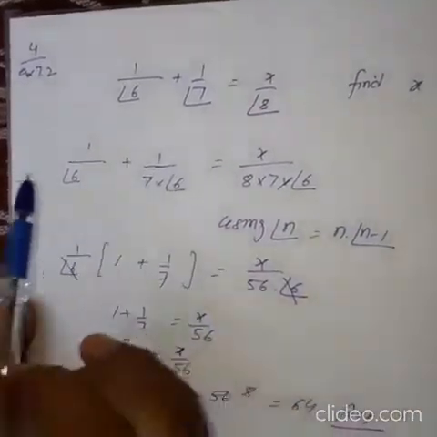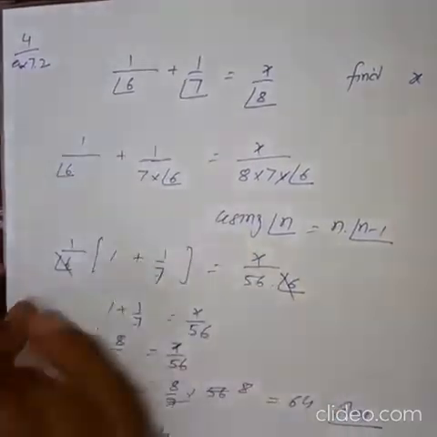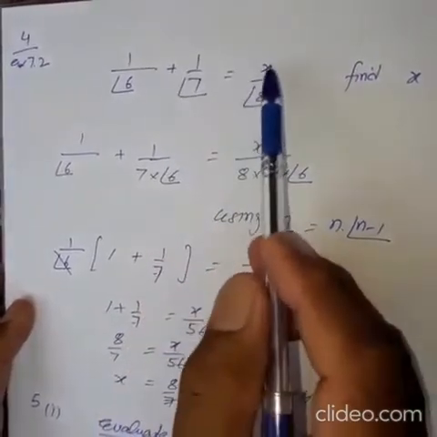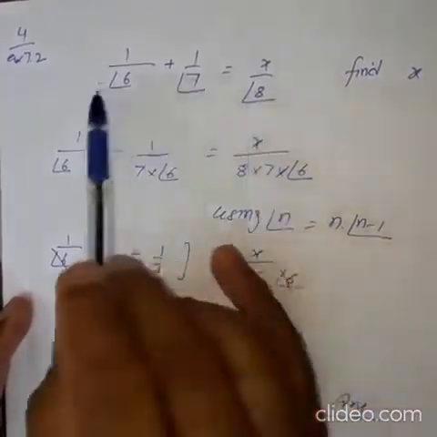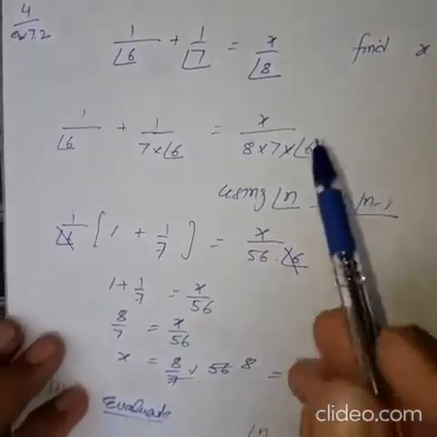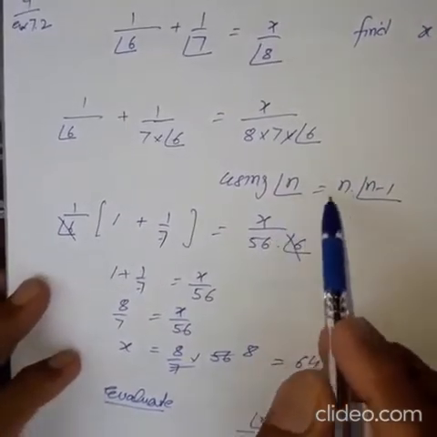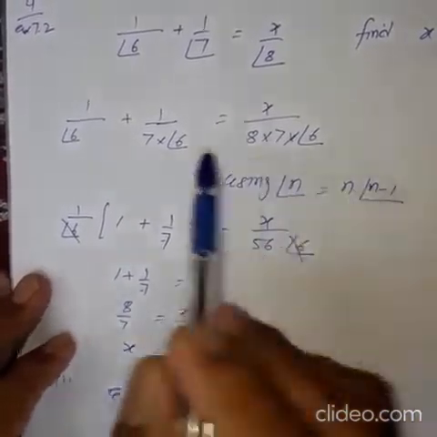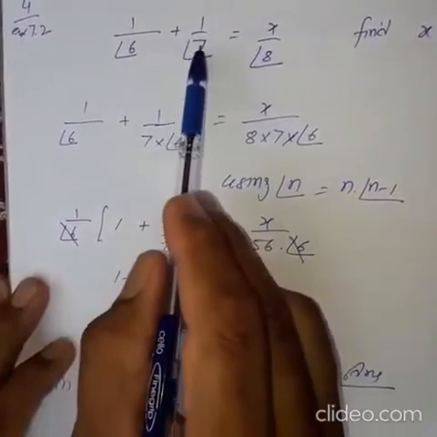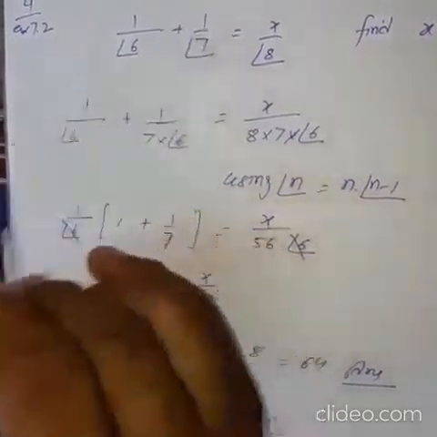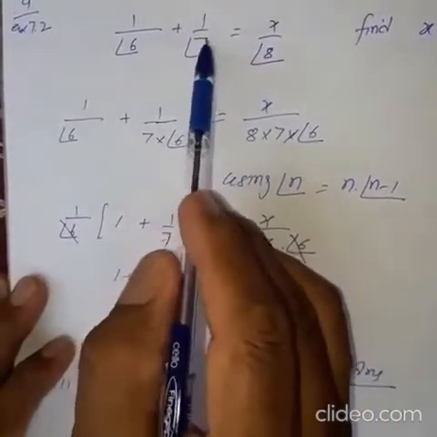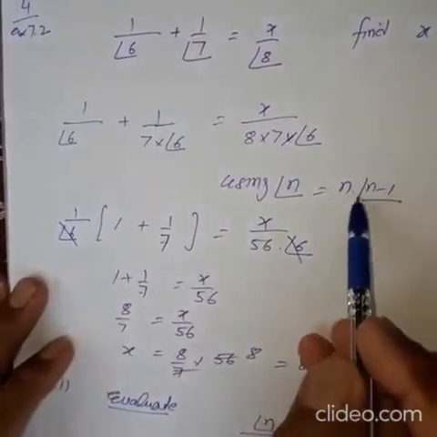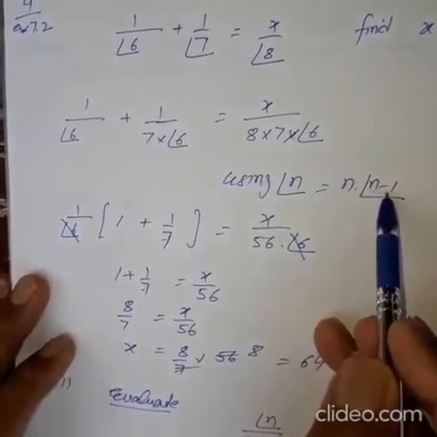Move on to question number 4 of exercise 7.2. We are given 1 upon 6 factorial plus 1 upon 7 factorial is equal to x upon 8 factorial. Find value of x. We have done a result, n factorial is equal to n into n minus 1 factorial. So we have to use this result in this part, 7 factorial. So 7 in the reducing order, next number is 6. So that's why 7 into 6 factorial. In this formula, the number written inside the factorial will be 1 less than this number.